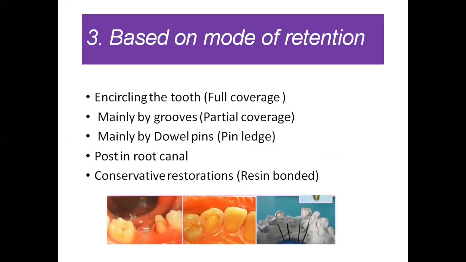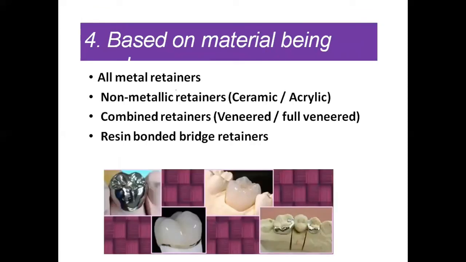Based on the mode of retention encircling the tooth: full coverage crown, or full jacket crown, mainly by grooves. We can give partial coverage, mainly by dowel pin, pin ledge, post in root canal. Conservative restoration, resin bonded. Based on material being used: all metal retainer, non-metallic retainer, ceramic or acrylic, combined retainer, veneered, full veneered, metal ceramic, resin bonded bridge retainer.